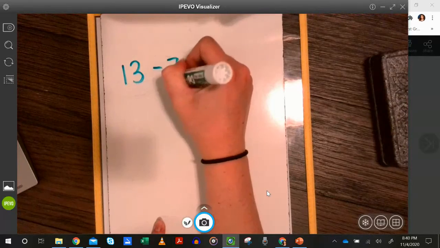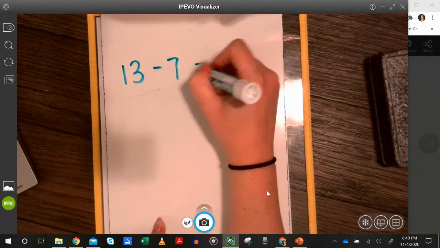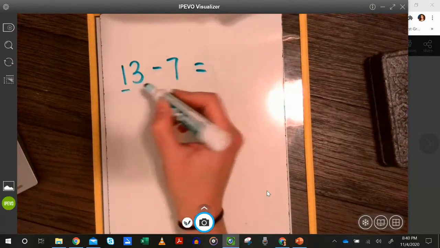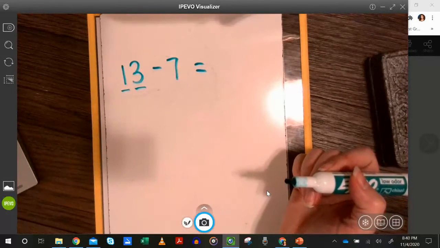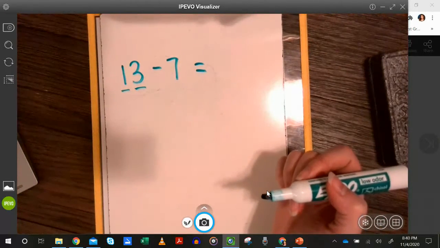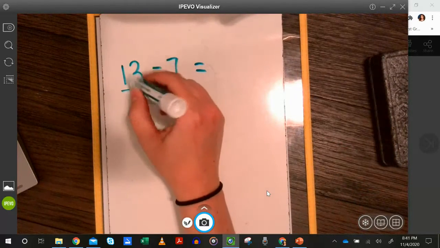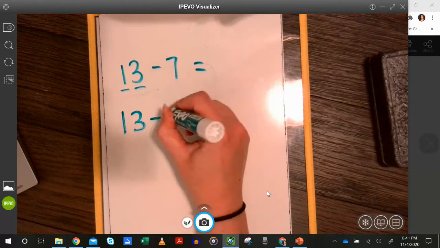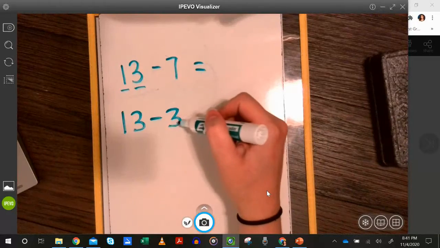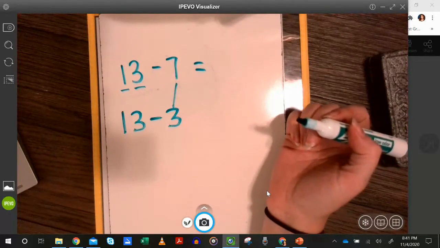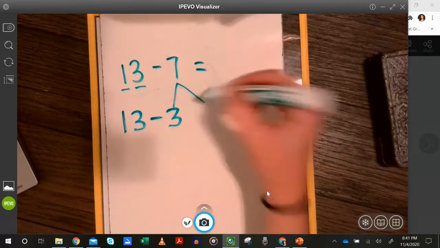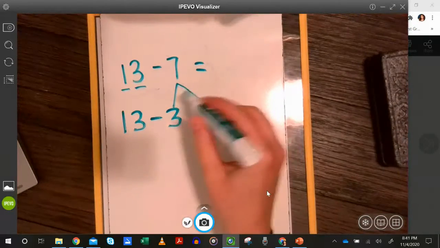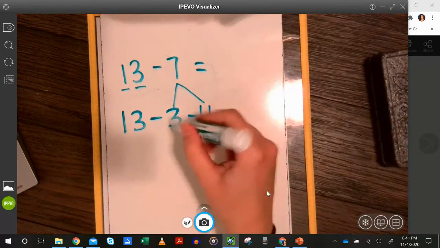13 minus 7 equals what? Okay, looking at 13, what does it mean? A group of 10 and 3 more. So what would be the easy number to take away? Oh, it would be so nice if we just had to take away 3. So let's think first about 13 minus 3. But remember, we don't want to take away just 3. We want to take away 7. So how do I make 7 out of 3? I also have to take away 4. Because 3 and 4 make 7.